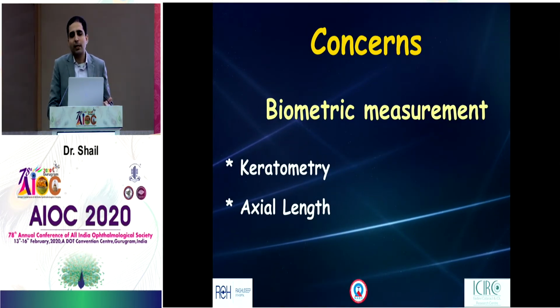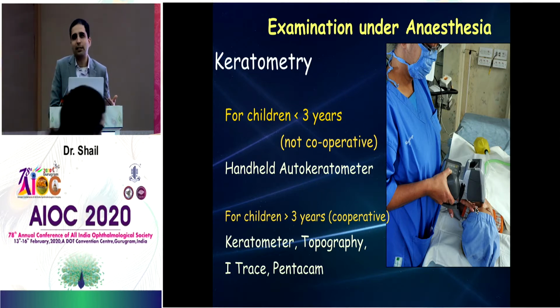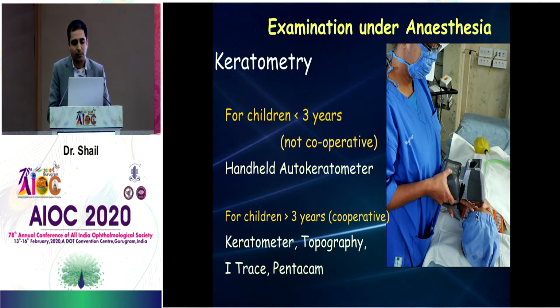We do require biometric measurements, and getting them is often very difficult. For most of these children you would require examination under anesthesia because they are not going to cooperate to sit on an optical biometer. So generally keratometry is best done by handheld keratometers, which can be done very nicely across axial lens without having to use a speculum in most cases. But in certain very small children, 3 months, 2 months, 4 months, you may even have to put a pediatric eye speculum to get good keratometry readings.